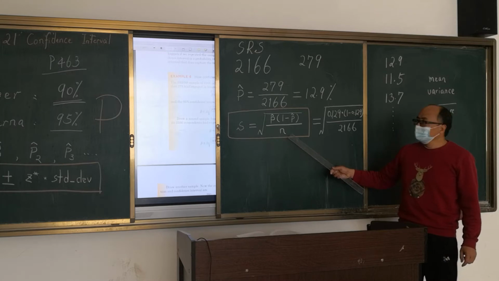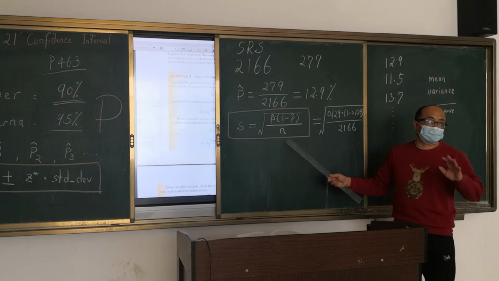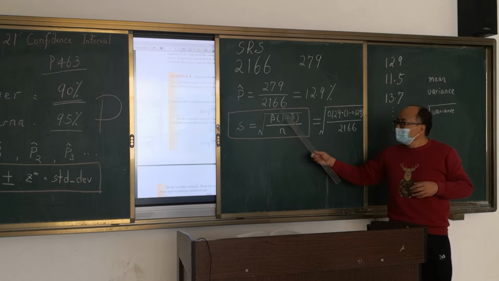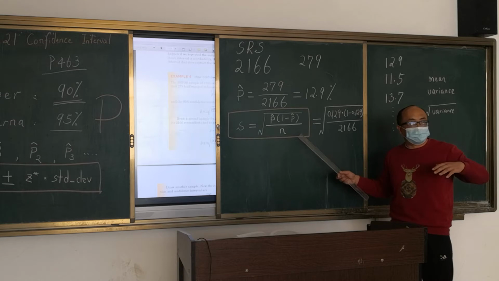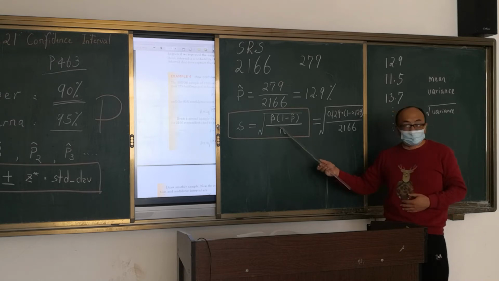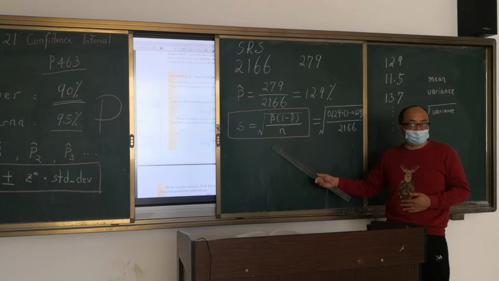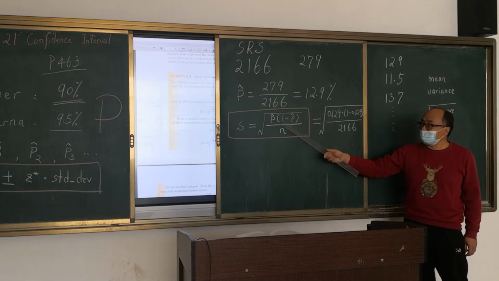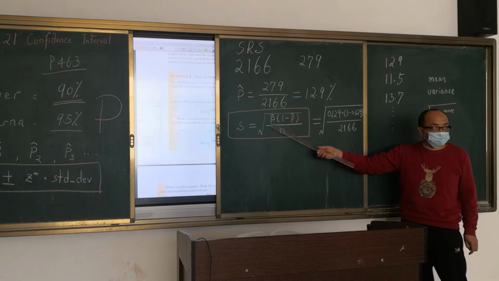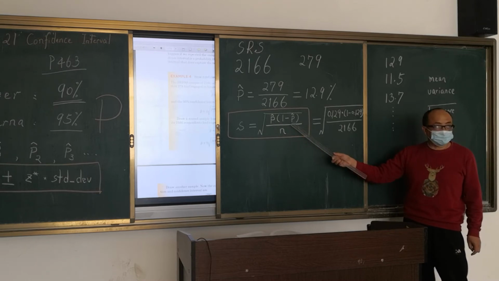So, how do we get this formula? That's way above our class. Even myself, I don't know where this formula comes from. But this is the formula. This formula is for the yes or no scenario. You notice it's a proportion.